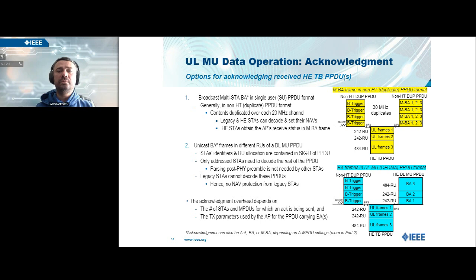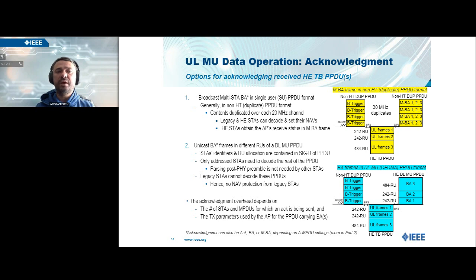So, we'll go a little bit more in detail on the downlink MU operation part that this particular option is going to rely on. In general, the identifiers of the stations and the RU allocation are used by the stations to determine where their blocks are located in the downlink MU PPDU. These are allocated in the HE-SIG-B portion of the PPDU, which was covered yesterday. And only the stations that are the intended recipients of this PPDU need to decode it, essentially parsing the post-PHY preamble.